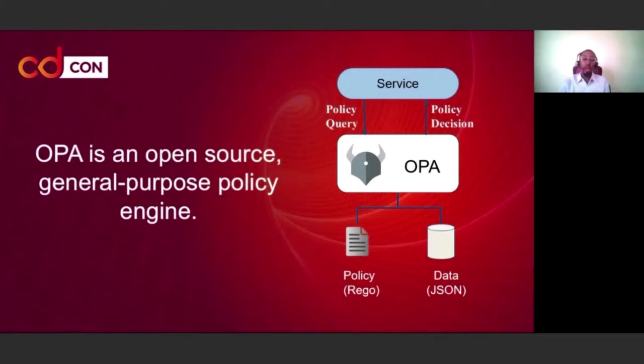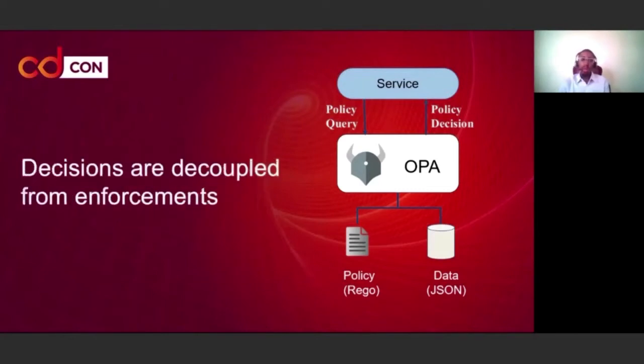Being fully context aware with the data that's there. Decisions with the Open Policy Agent are decoupled from enforcement. So the pipeline, the service, goes to OPA to generate a policy decision. And that policy decision is now used by the pipeline or the tool to enforce the policy.